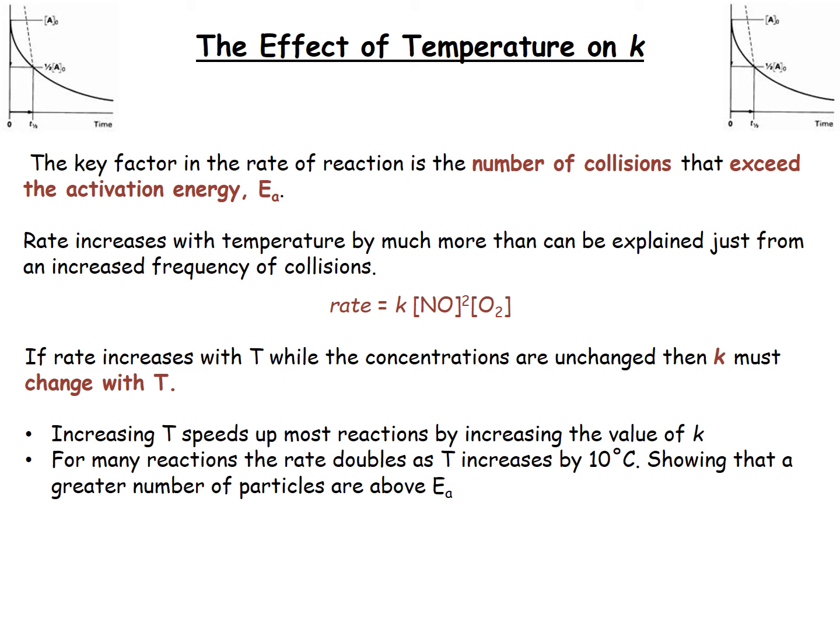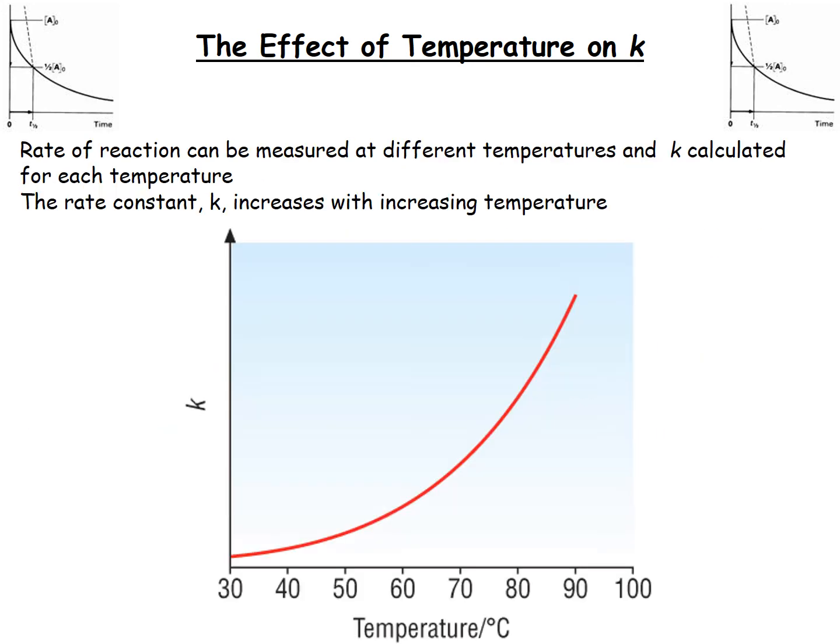So increasing the temperature speeds up most reactions by increasing the value of K. For many reactions, the rate doubles as the temperature increases by 10, but not all of them. And this is because more particles have energy above the activation energy. Here's an example: if you increase the temperature, what happens to K?